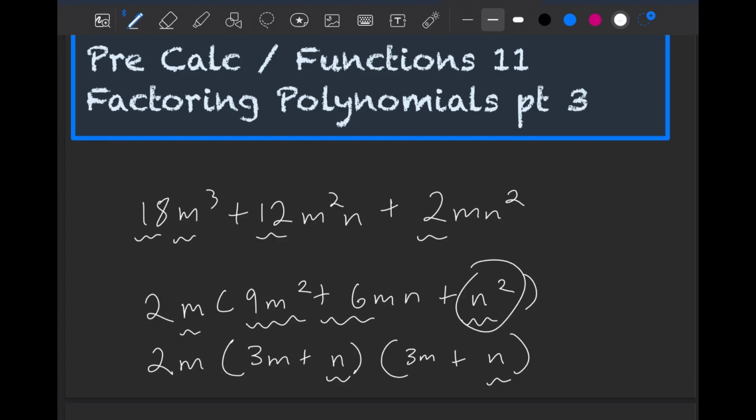Because remember, we're looking for the outer term multiplied by the outer term, so 3m times n, and then add the inner term multiplied by the inner term to get another 3mn. If you do this correctly, that should give you the middle term, so 6mn. So therefore, the answer is correct.